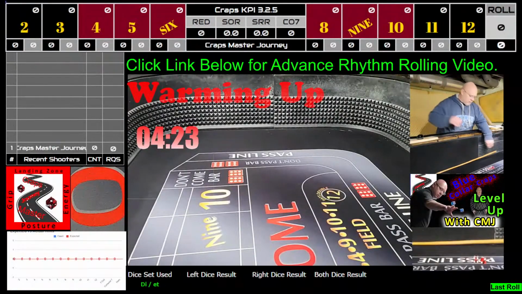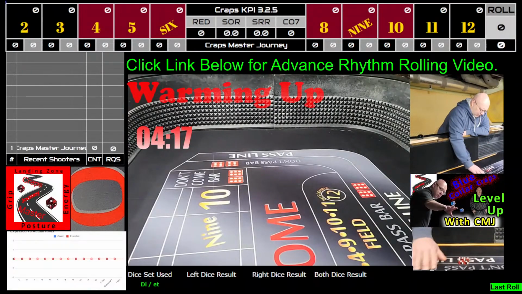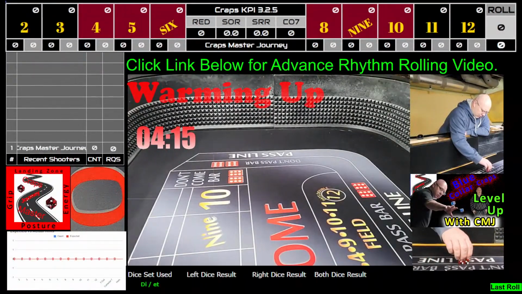I'm going to do a video series in the future regarding that type of stuff. To me that is more important, how the dice respond to the back wall, than what the actual landing zone is.